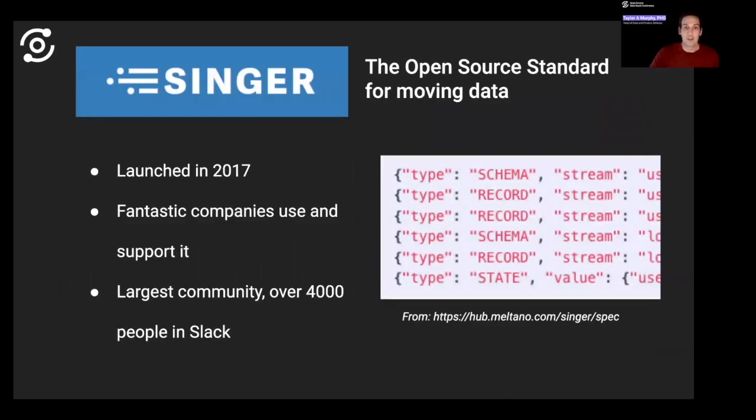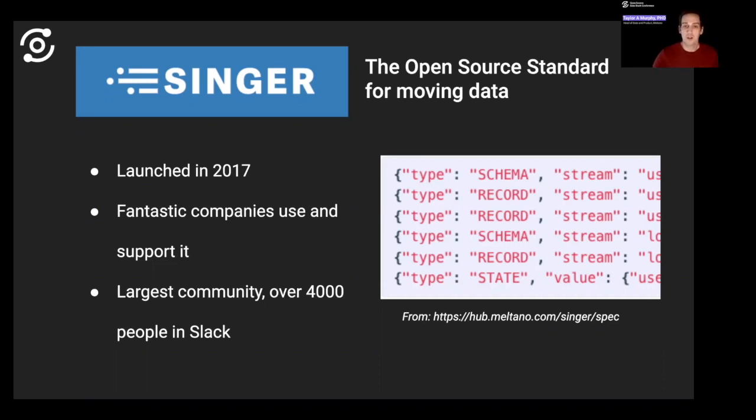Well, the one that we really believe in as Meltano is the Singer open source standard for moving data. It is the de facto standard for moving data at this point. It was launched in 2017. It is currently in use by fantastic companies and a fantastic community around the world. It by far has the largest Slack community with over 4,000 people in the Singer Slack alone, and that's not including any of the supporting Slack groups such as Meltano's.